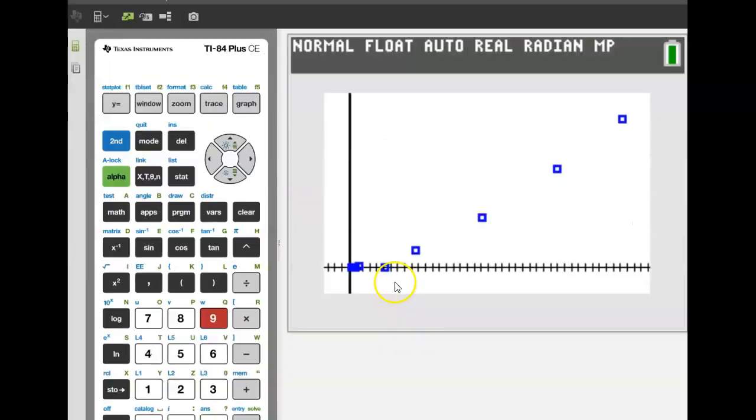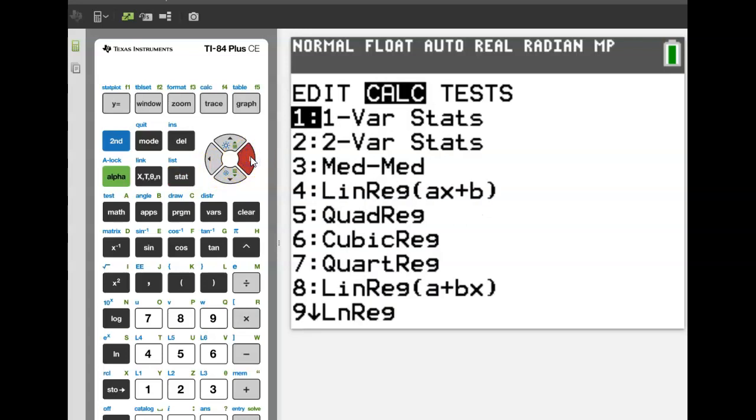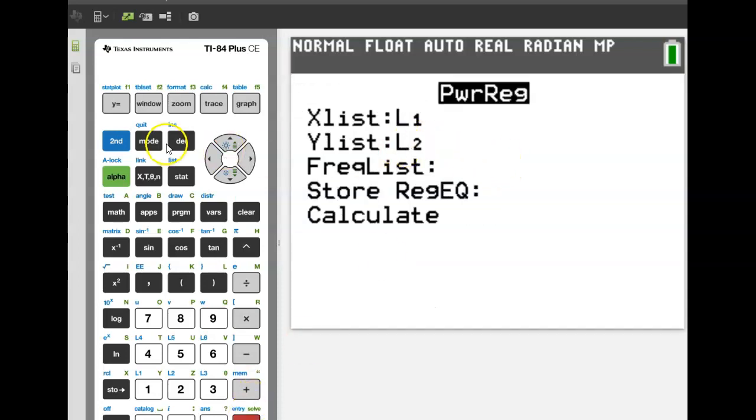So we go to stat. Did everybody get the graph to show up? Martin, did you get the plot? Okay. Stat, right arrow. How do we find power again? We have to scroll down because it's not in that screen. It is choice A on the next screen. Did everyone find power? Yours should say list 1 and list 2. I have to change mine to say list 3 and list 4.